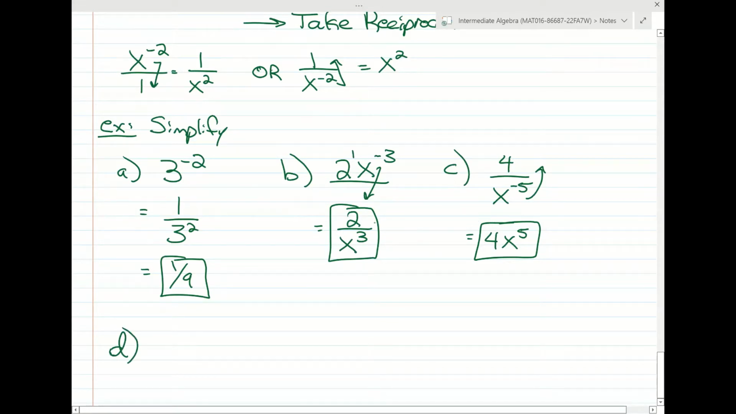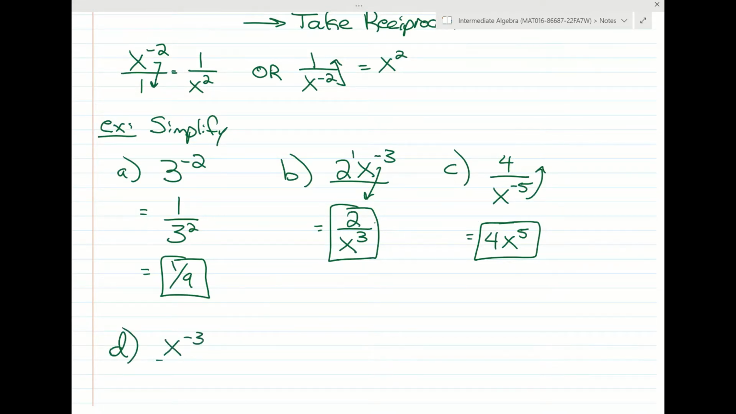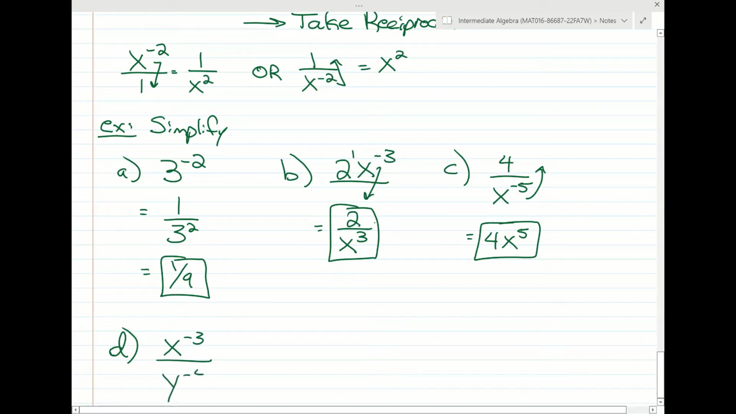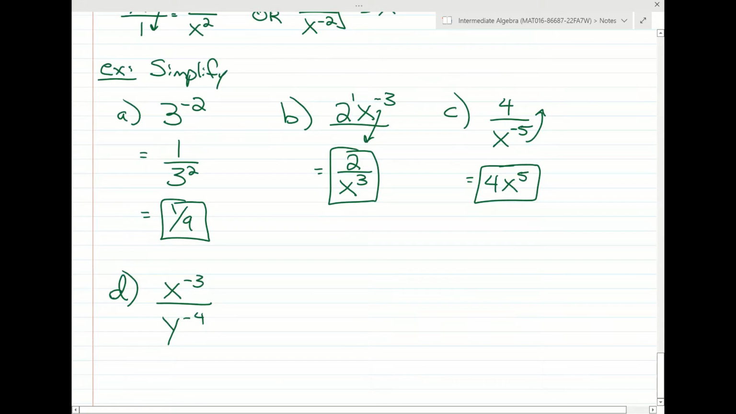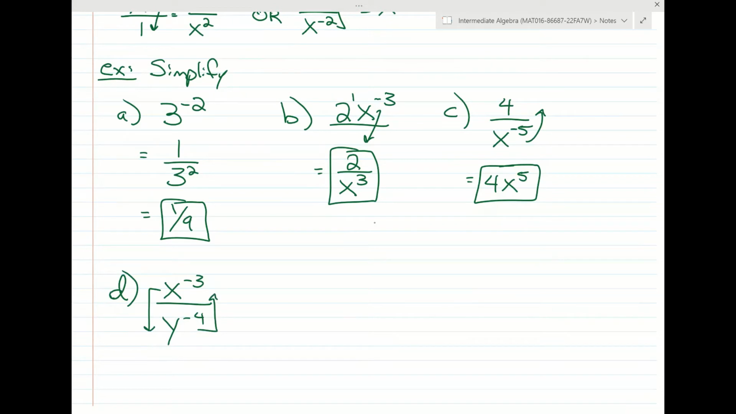All right. How about x to the negative third over y to the negative fourth? Well, in math, you just follow the rules. Negative powers, I'm going to bring this down and I'm going to bring this up. The answer would just be y to the fourth over x to the third.